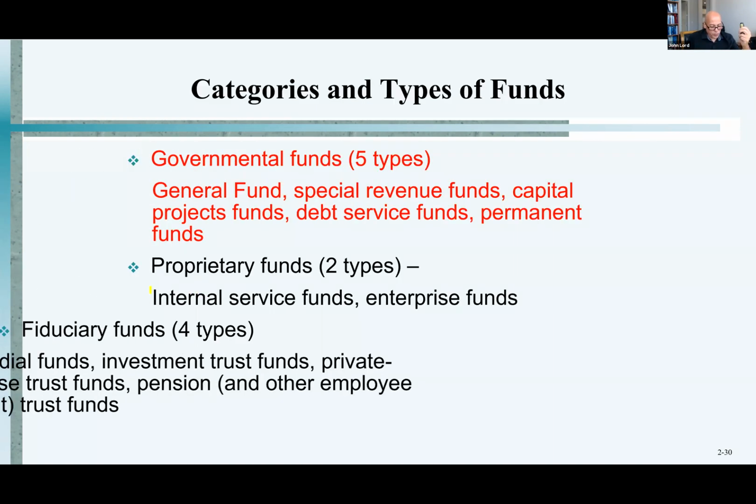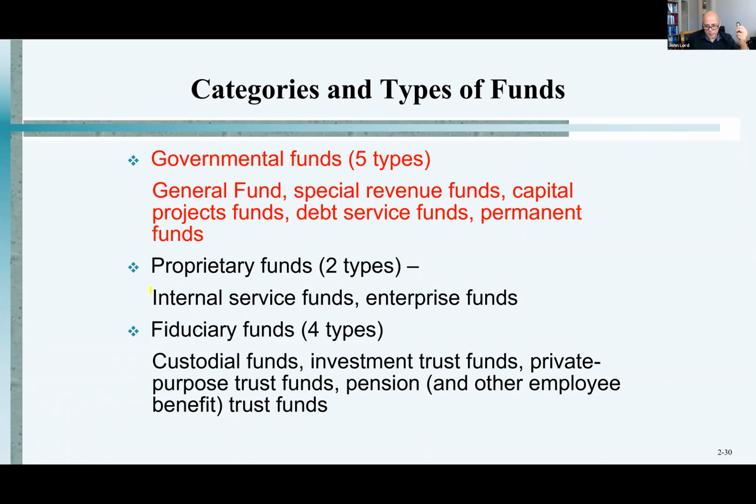Okay, good. Let's go ahead then, and we know that we have 3 categories, 11 funds. We're going to focus a little bit on our governmental funds first. There are 5 types. Now, it turns out that there's really only one general fund, but you could have several special revenue funds, several capital project funds. There's usually only one debt service fund, and then you might have a couple of permanent funds.